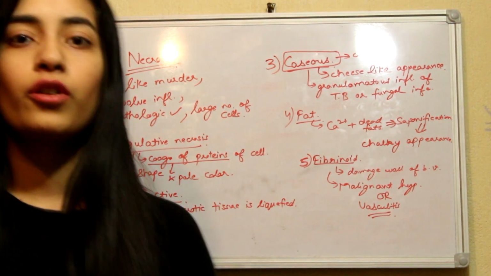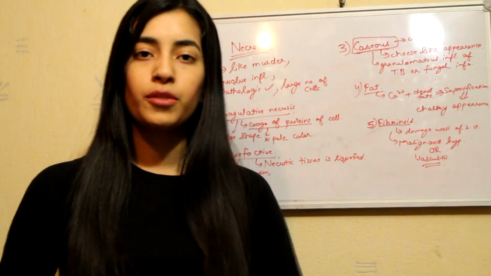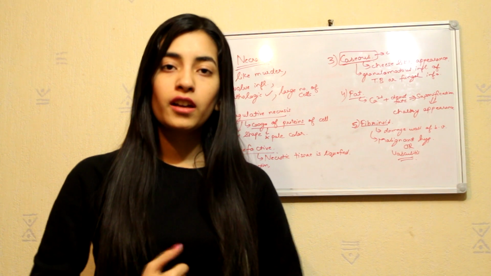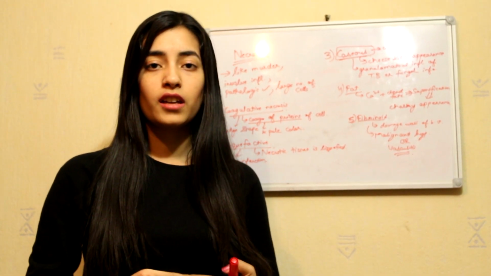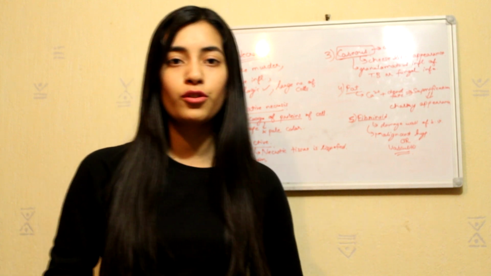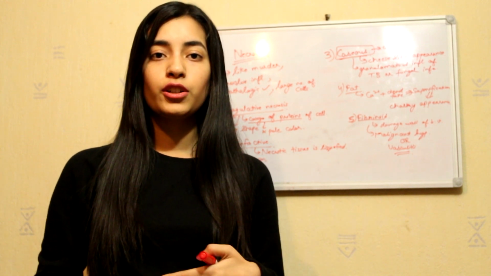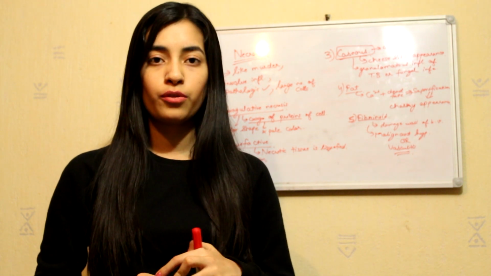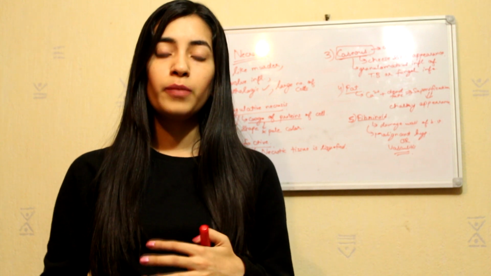So this was all for today's video. As a review, we discussed growth adaptations, that our body can adapt to stress in 3 ways. If there is increase in stress, it can respond by hypertrophy or hyperplasia. If there is decrease in stress, it can lead to hypotrophy or atrophy. Or if there is change in stress, it can lead to metaplasia.